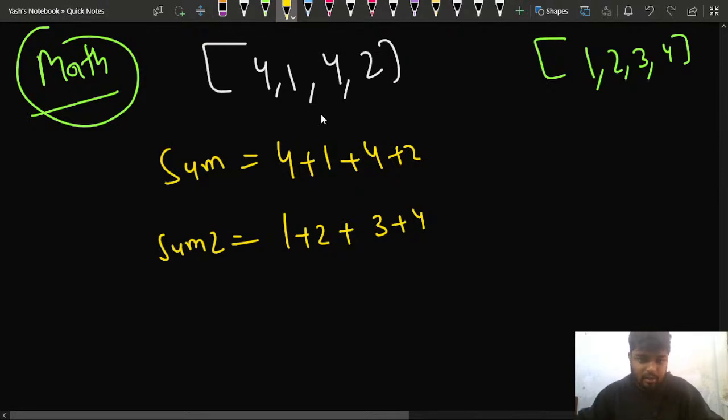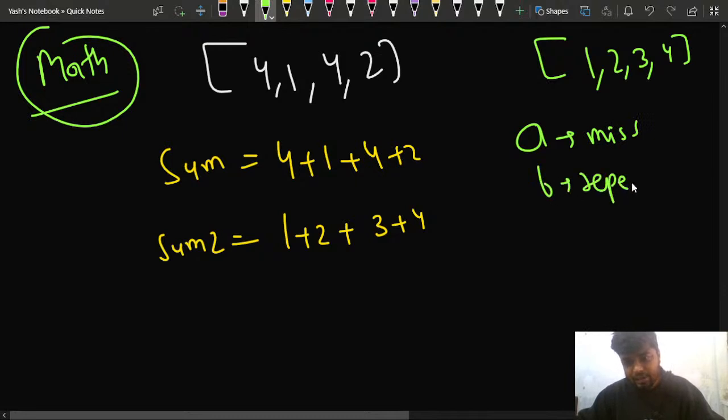Let me just check, right? So if I do this, what I'll get is something like a minus b. Let's say a is my missing number and b is my repeating number, right? In that particular case, if I subtract these two equations, then what will I get?